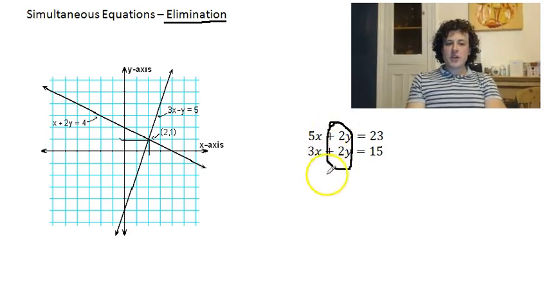And the key thing is to look at the signs of the thing that you're cancelling, and that dictates what you're doing for everything. If these were different signs, you wouldn't subtract this bit but add this bit. Whatever you're cancelling, if the signs are the same, which they are, we subtract. So everything gets subtracted. 5x take 3x is 2x. 2y take 2y disappears. That's the whole point. We get 0y. And that's why I draw a big 0 around it. That's what I'm getting rid of. It goes away. 23 take 15 gives me 8, which gives me a value of x being 4.